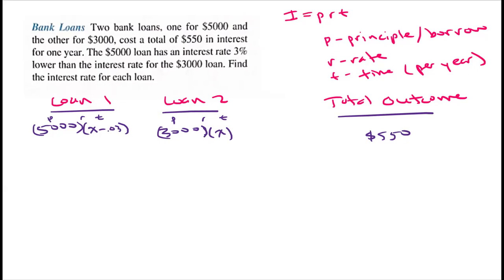But we know in relation to loan 1, it's 3% less. So if this was 10, this would be 7%. If this was 20, this would be 17%. And we're doing this for 1 year, so T is 1. Then we're going to add those up and set it equal to 550.